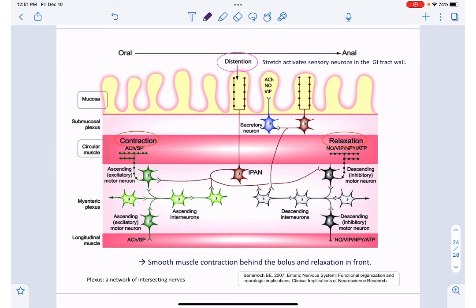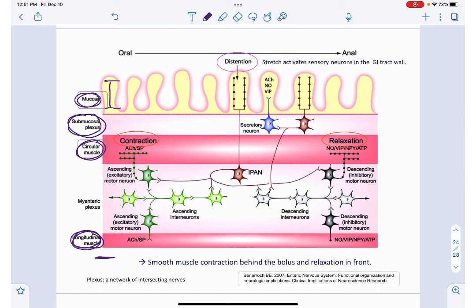This is a really nice figure of the enteric nervous system within the walls of the alimentary canal. So let's orient ourselves first of all. Here's the mucosa layer. Here's the submucosal layer. Here's the circular layer of smooth muscle. And here's the longitudinal layer of smooth muscle. And then the serosa layer would be superficial to that.